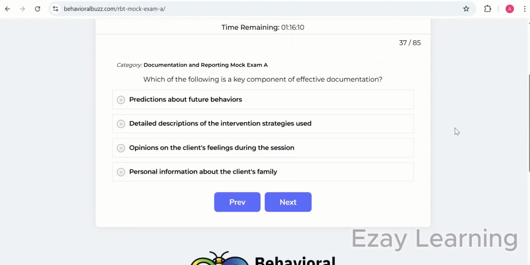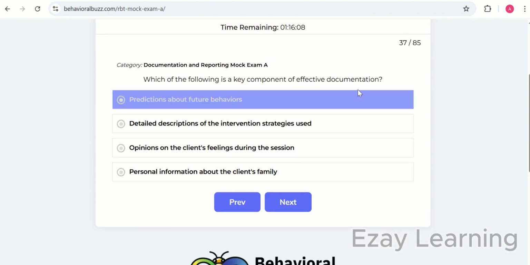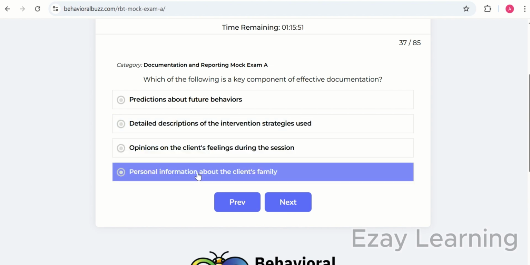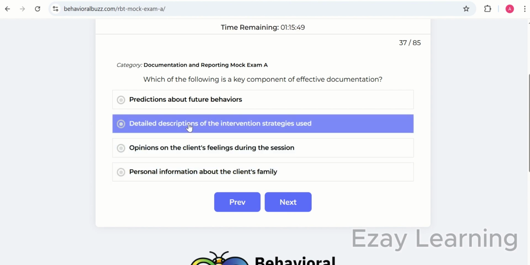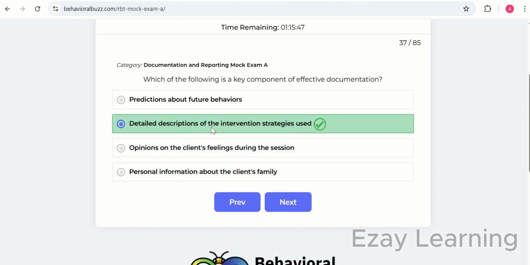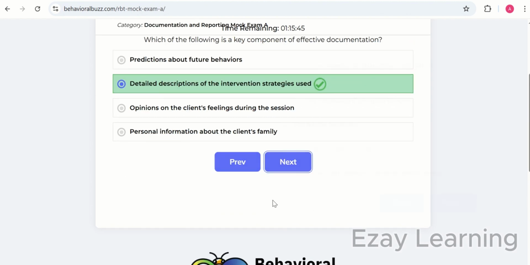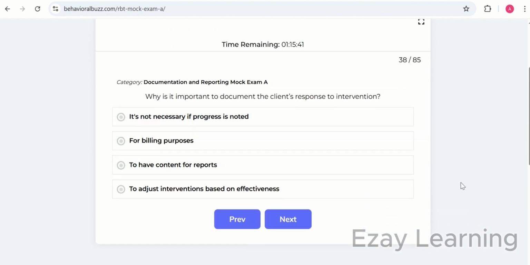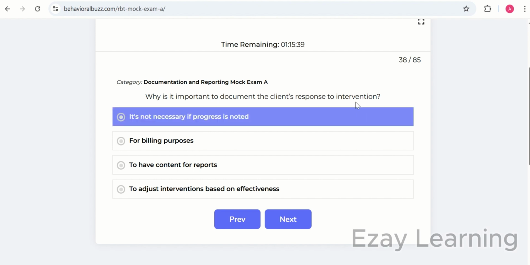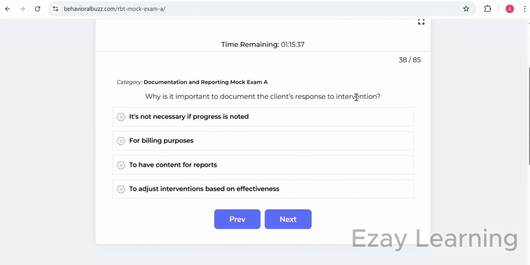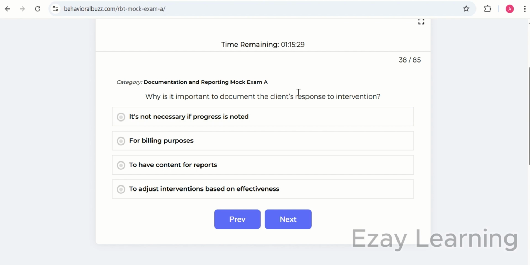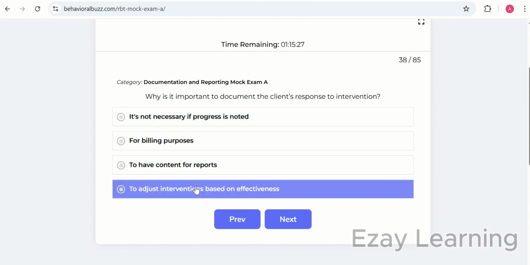Which of the following is a key component of effective documentation? Opinion is not a key component, personal information is not a key component. Basically, the detailed description of the intervention strategy. Why is it important to document the client's response to intervention? Because based on the client's response, you can adjust interventions based on their effectiveness.